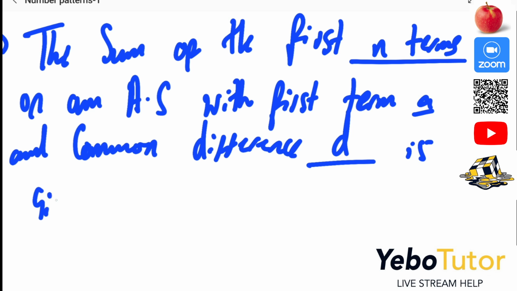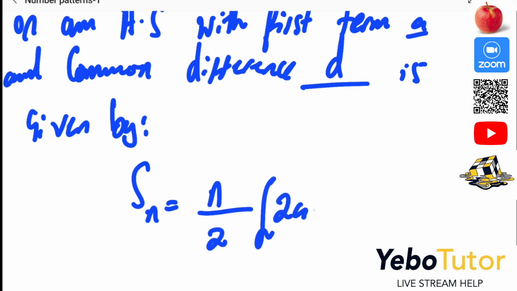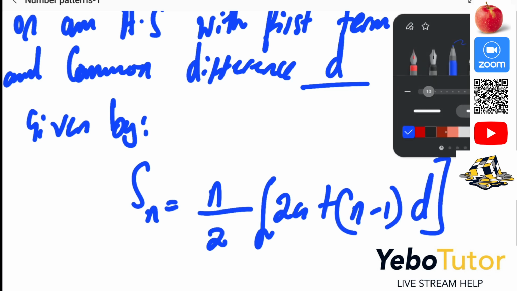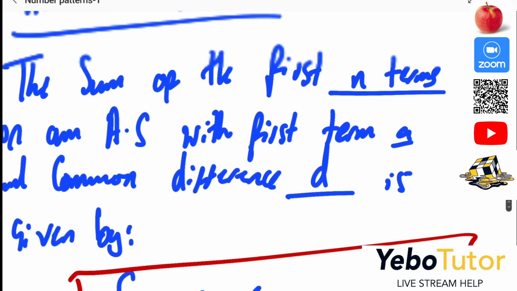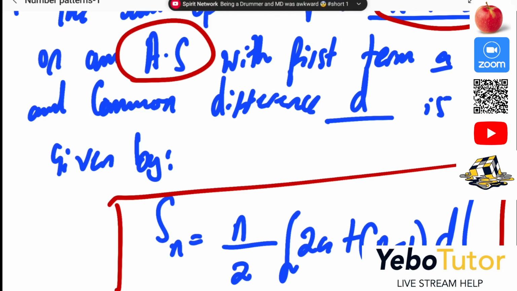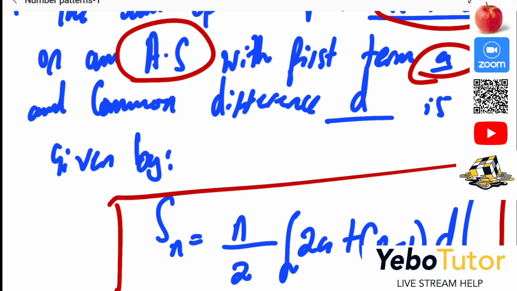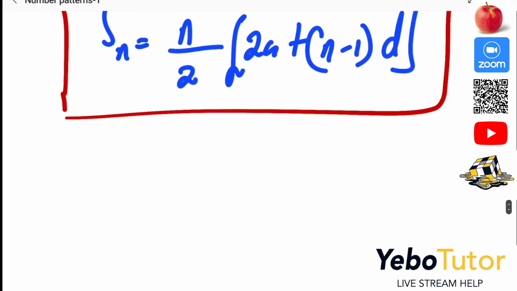It is given by this, which is also going to be on your formula sheet: Sn is equal to n divided by 2 multiplied by 2a plus n minus 1 multiplied by d. So we've highlighted from the definition that this is the equation to calculate the sum of the first n terms of an arithmetic series with first term a, which is term number 1 in that series, and the common difference between the terms is d.